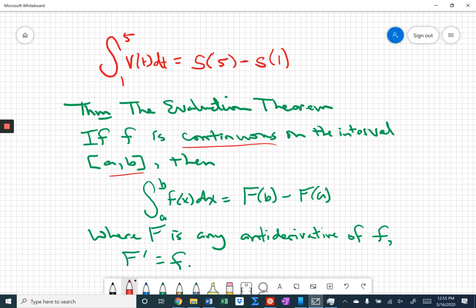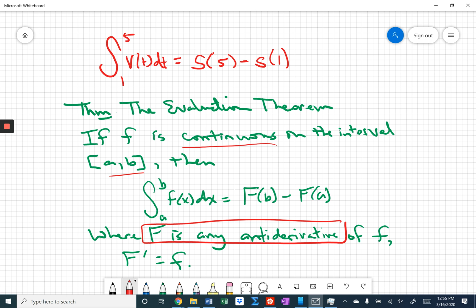Then we're going to find an antiderivative of lowercase f, and then you're going to plug in b, the upper limit of integration. You're going to plug in a, and then you're going to subtract the two, and that's going to give you the value of that definite integral.